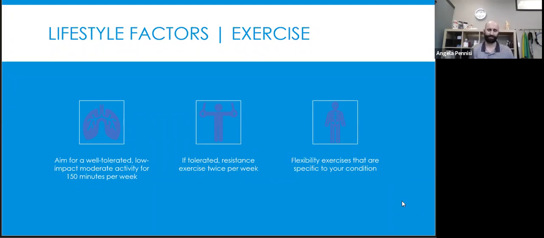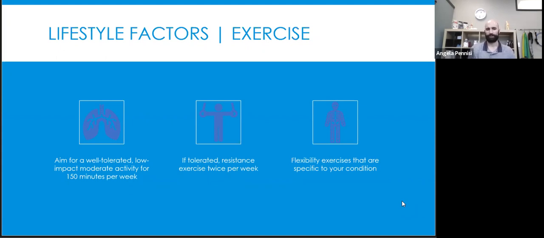But you could even try something like an elliptical and some other kind of cardio equipment that replicates an elliptical, like a stepper machine. I would say a seated stepper is another good option for these low impact, moderate to vigorous activities.